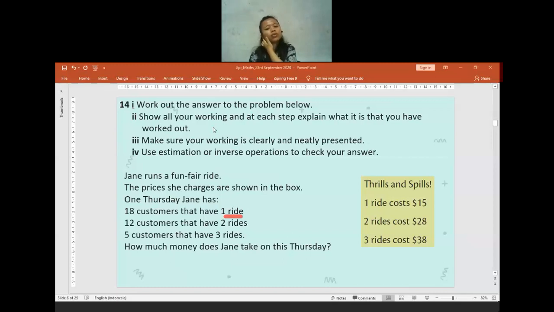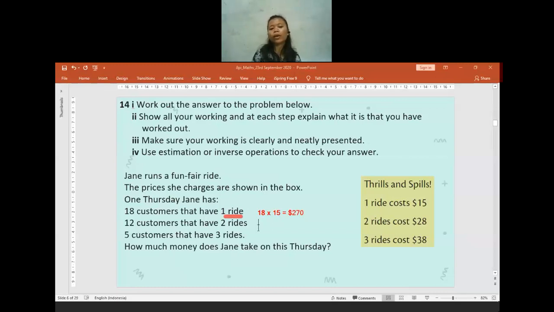If one ride, there are 18 customers that have one ride, and one ride costs $15. So what do I have to do with this sentence? There are 18 customers that have one ride. One ride costs $15. So yes, we can make it as 18 times 15. We can do 18 times 15 first. It will be equal to 270, I think.